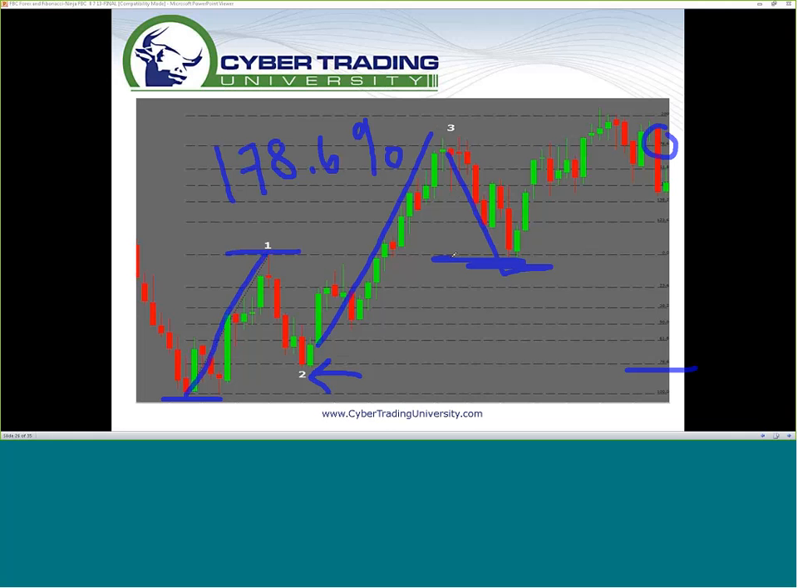And then, of course, 4 cannot enter 1. Former resistance, for those of you in the cyber group, I talk about this all the time. Former resistance, new support. Well, it has to be, because if 4 falls back inside 1, it's no good. Oftentimes, it'll come almost exactly to that point.